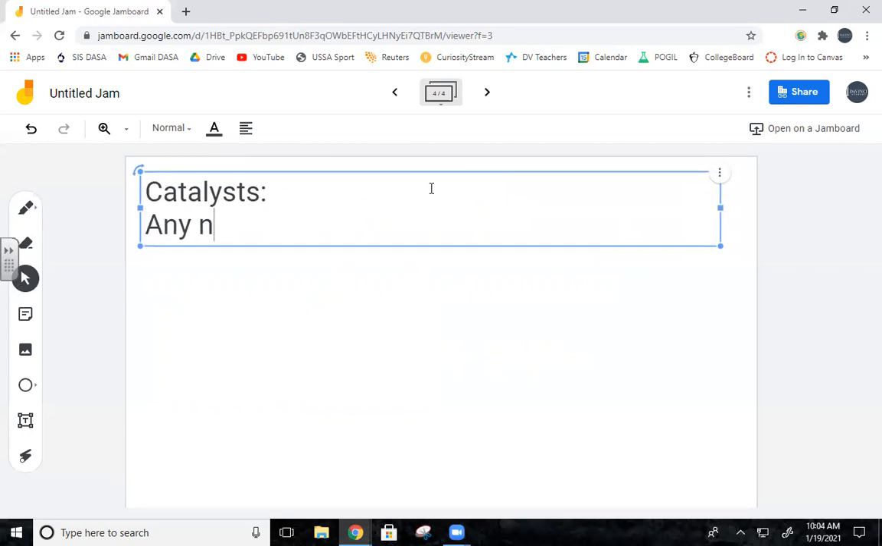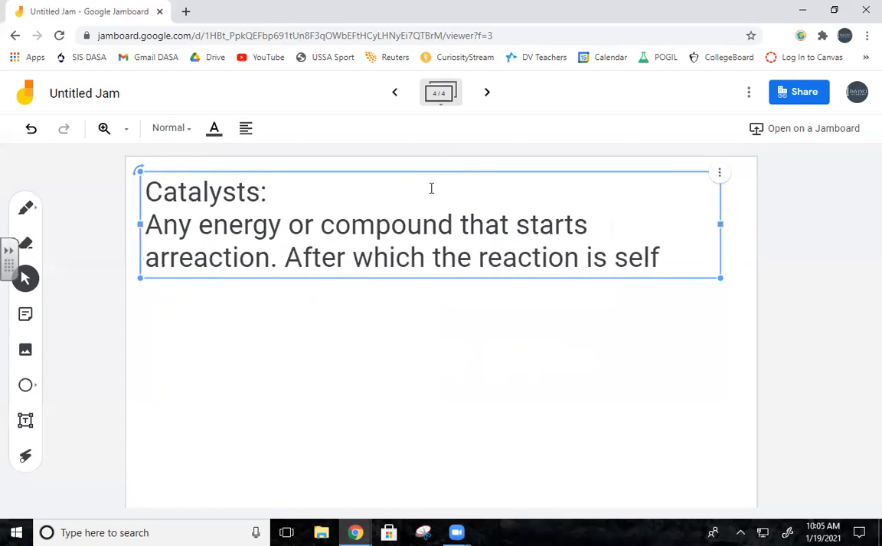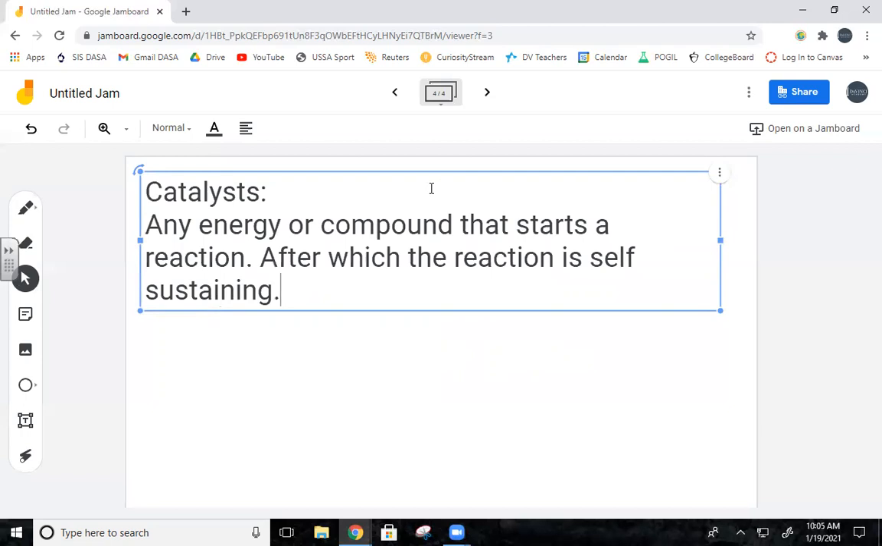Any energy or compound that starts a reaction, okay? After which the reaction is self-sustaining. Okay? So a catalyst, oftentimes we use catalysts like fire.